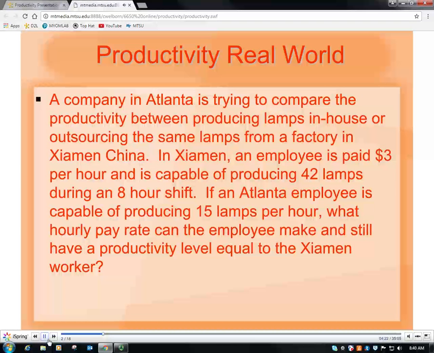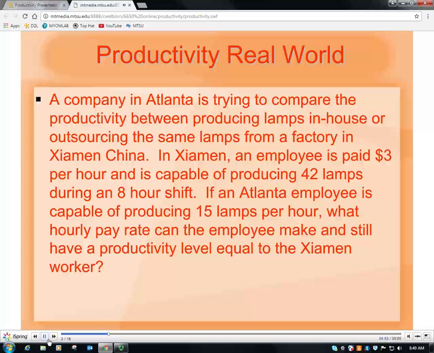And let's see where we go in here. Here's a productivity example from what I call the real world, not just working out of an academic textbook, but something you might be faced with, maybe not in your particular industry. Here's an example, though, that someone's faced with. A company in Atlanta is trying to compare the productivity between producing lamps in-house or outsourcing the same lamps from a factory in Xiamen, China. In Xiamen, an employee is paid $3 per hour and is capable of producing 42 lamps during an 8-hour shift.